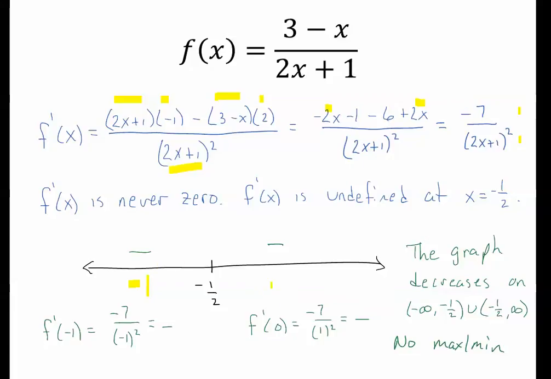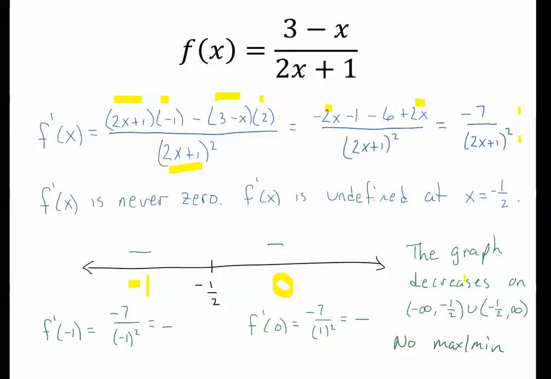Picking a test point to the right of -1/2, I'm going to use the easiest test point ever. I'm going to use 0. F prime evaluated at 0 will give us -7 over 1 all squared. That's a -7 over 1, which is also a negative result. This tells me the graph always decreases.